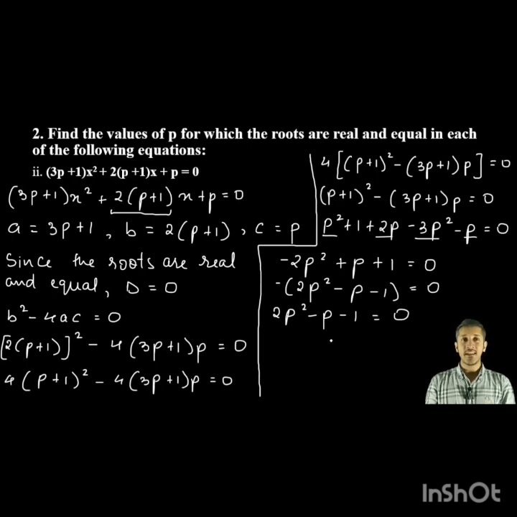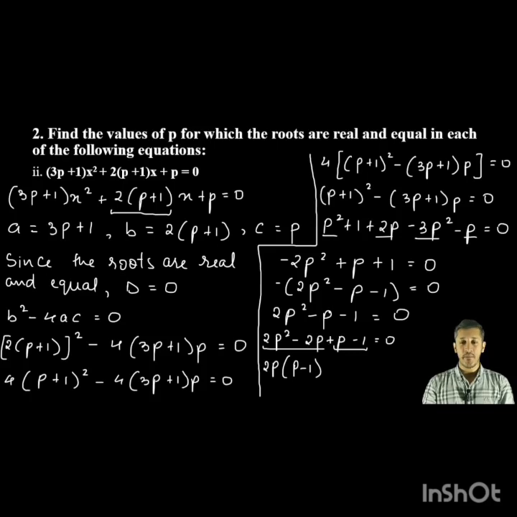Basically we need to factorize this equation and find out the value of p. So how can we factorize this? We will get 2p² - 2p + p - 1 = 0. I hope everyone remembers the topic factorization done in class 9. What I have done here is used the method of splitting the middle term. Now we can group the first two terms and the last two terms. On grouping the first two terms, we get 2p common, and in the bracket we'll be left with p - 1.